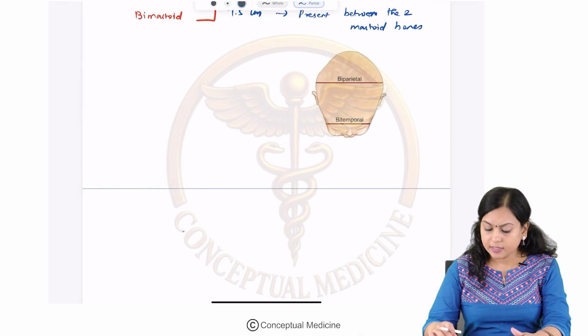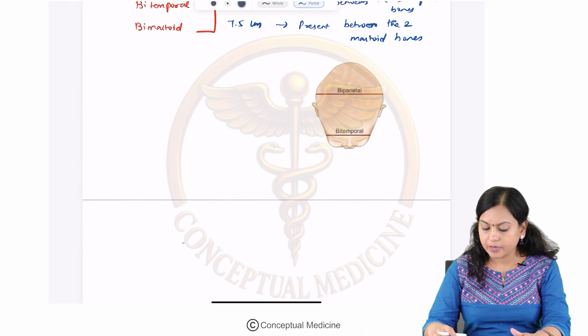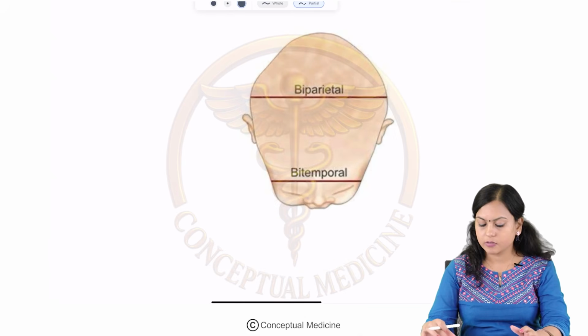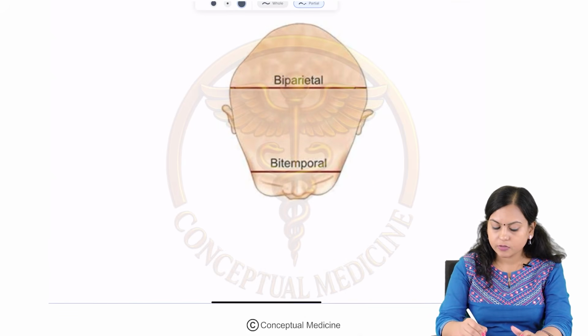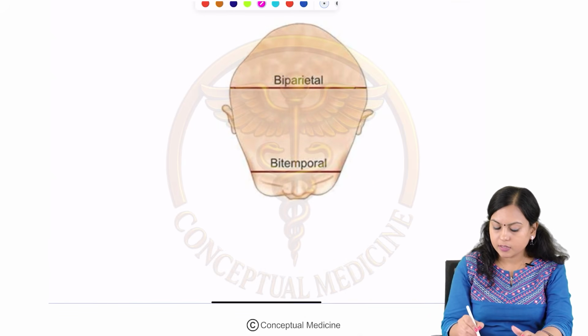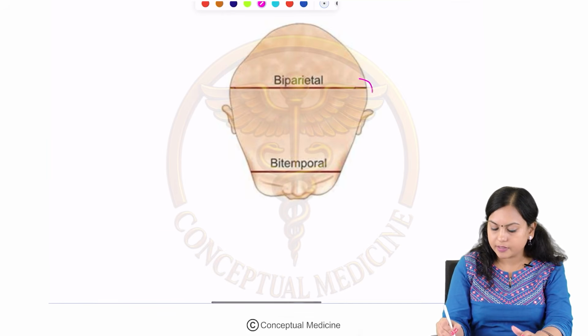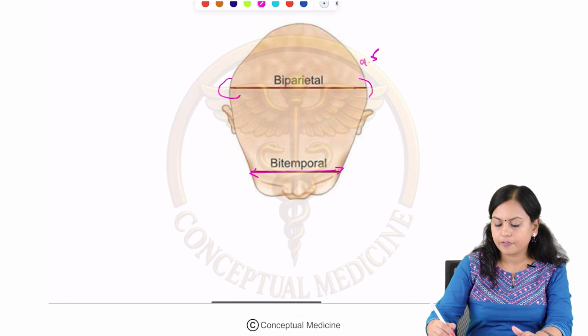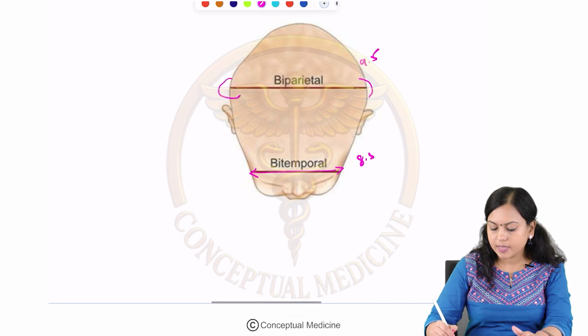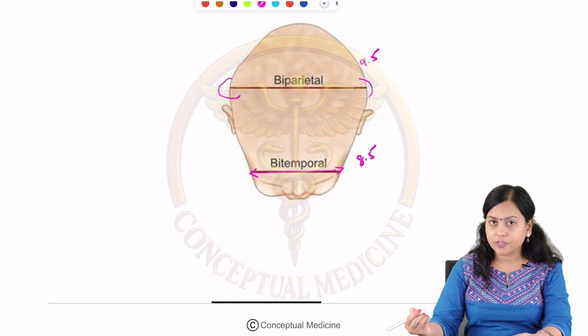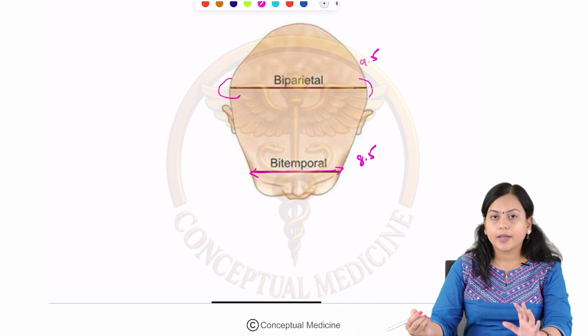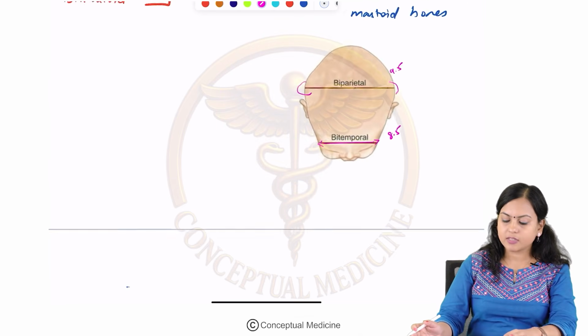Now we will see the biparietal and bitemporal diameters. So, this is how it is. It extends between the two parietal eminences. And this is the bitemporal diameter. So, this is basically 9.5 centimeters and this is 8.5 centimeters and bimastoid diameter is 7.5 centimeters. Okay. So, which is the largest transverse diameter?